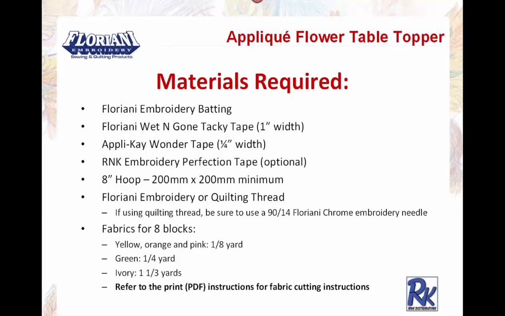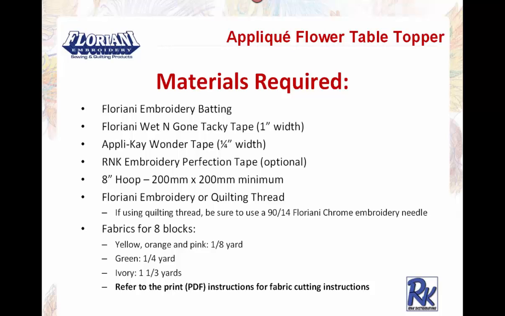And you're going to need an 8-inch hoop, 200 millimeter by 200 millimeter minimum size. You're going to need Floriani embroidery or Floriani quilting thread. Either one, it's up to you, however you want to do it. But if you're going to use quilting thread, be sure to use a number 9014 Floriani Chrome embroidery needle in your machine so that the thread flows through without binding up and breaking.